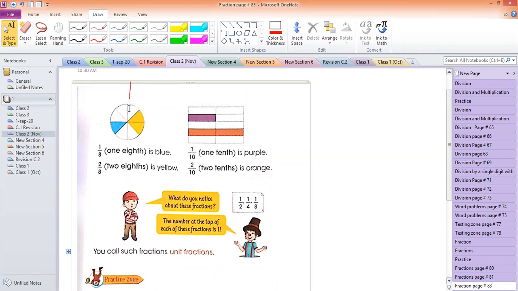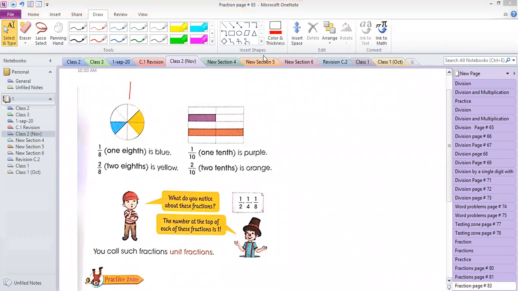Can you tell me how many equal parts are there? I'm going to open the chat and you have to answer me. This circle is divided into how many equal parts? You have to tell me, guys. Yes, 8. Very good, guys.